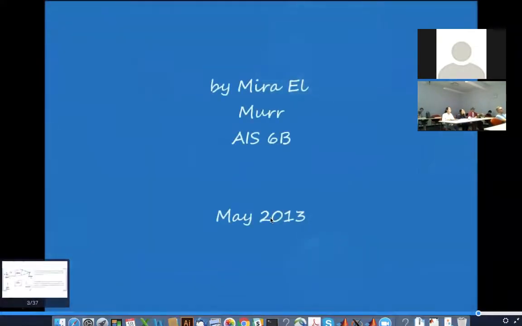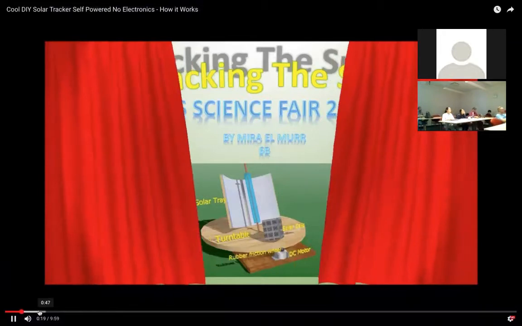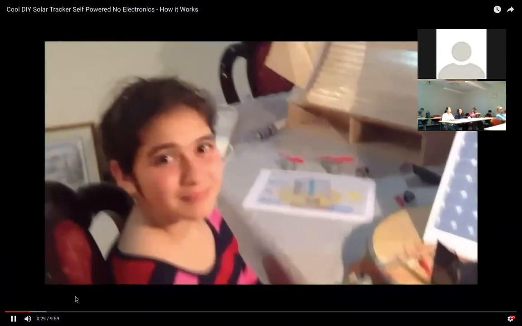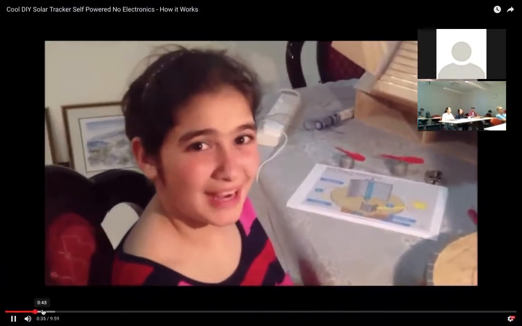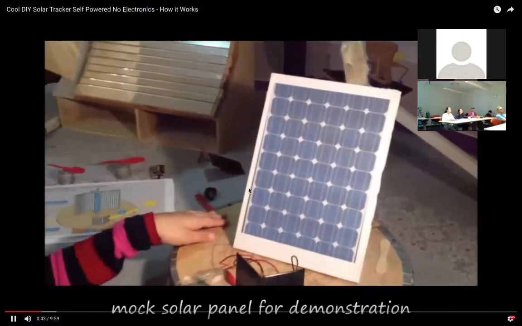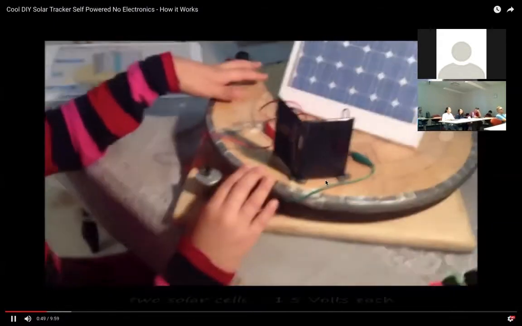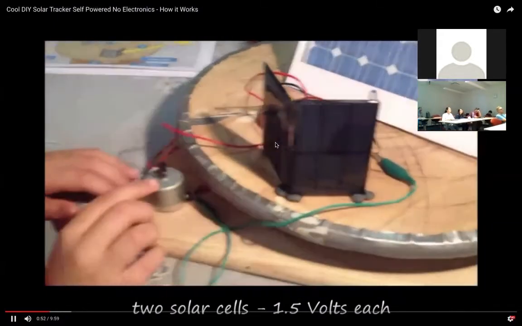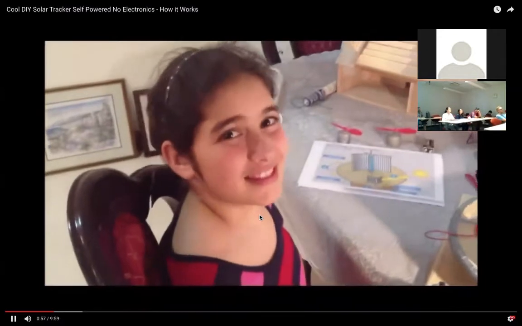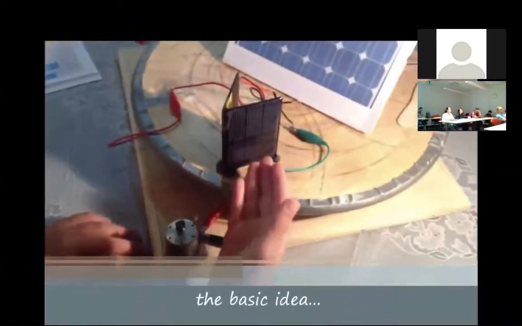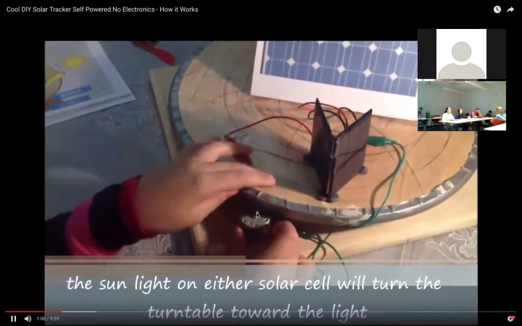So I'm going to go through this fairly quickly, so we have time. This is great because it was done by an elementary school or middle school kid. There is a turntable and a solar panel, two solar cells held at a V shape, and she has the turntable as the tracker, and there is a motor that can be used to turn the turntable.